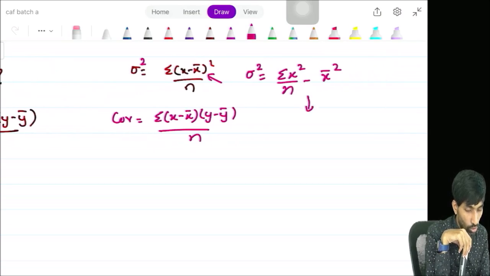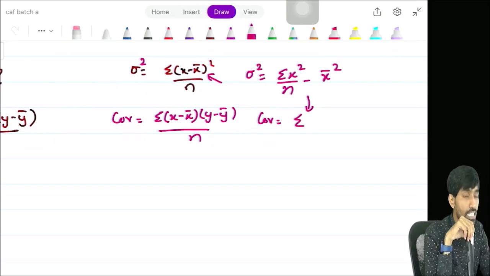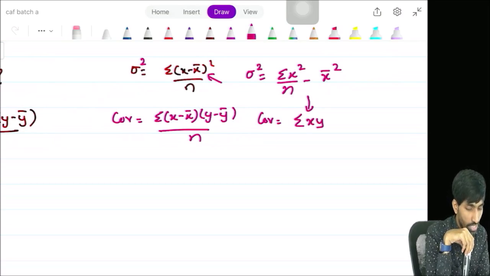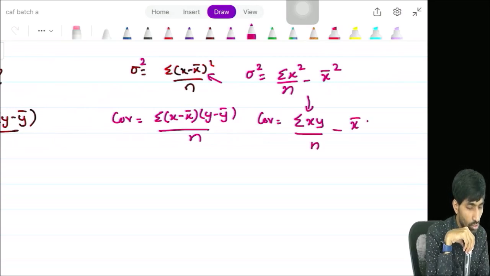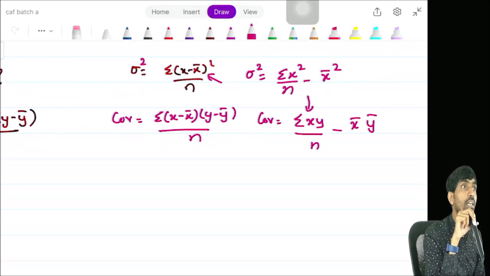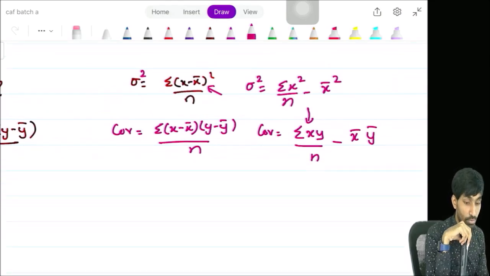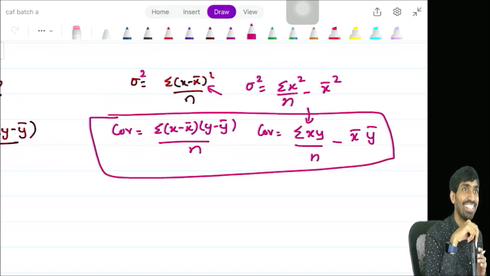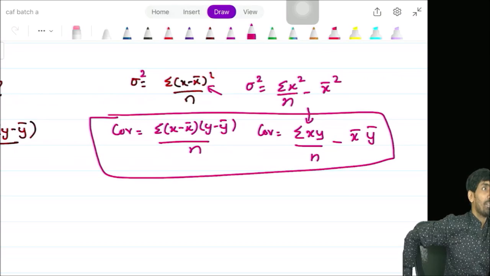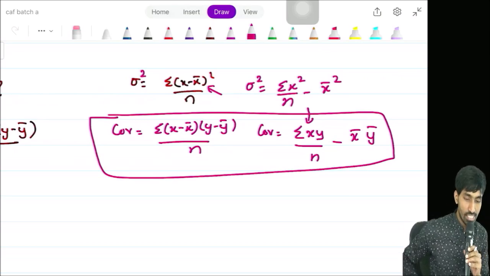According to this formula, what should be the covariance formula? Summation x into x, instead of x, what will come? Summation xy upon n minus x bar into y bar. Understood? So simple. So two formulas. Therefore, you should not miss the lectures. Please write this formula. Covariance, two formulas.